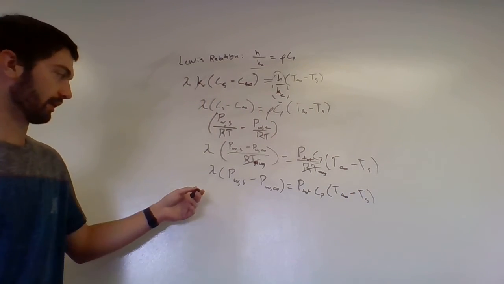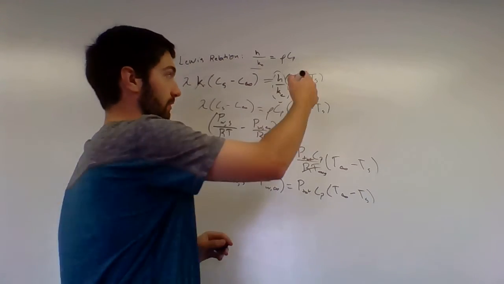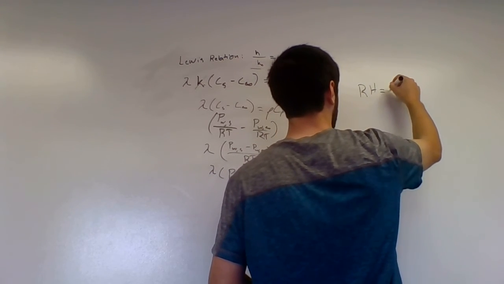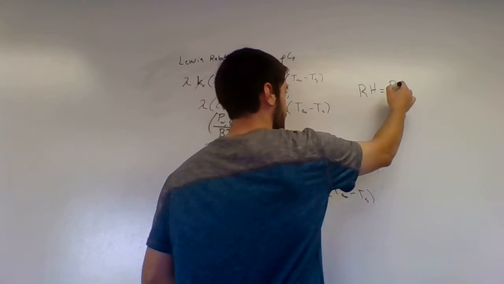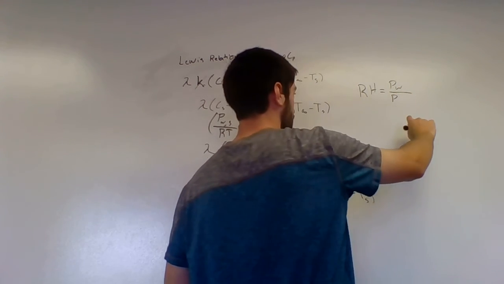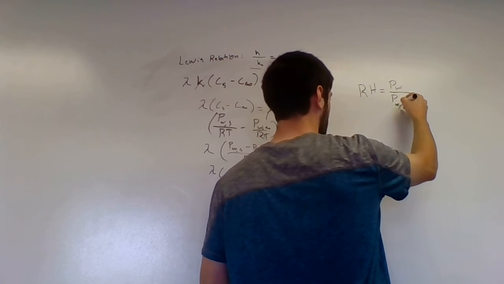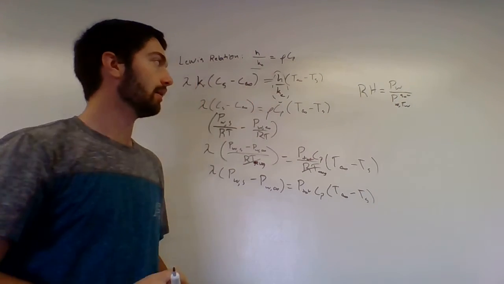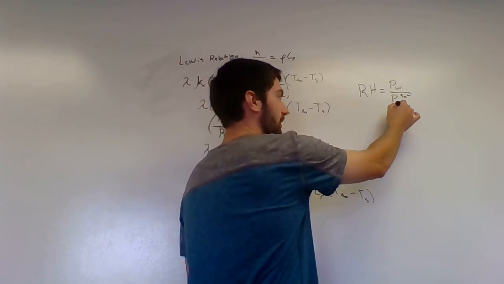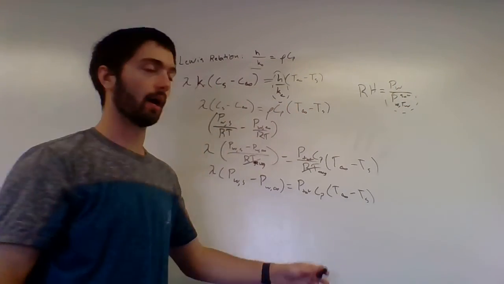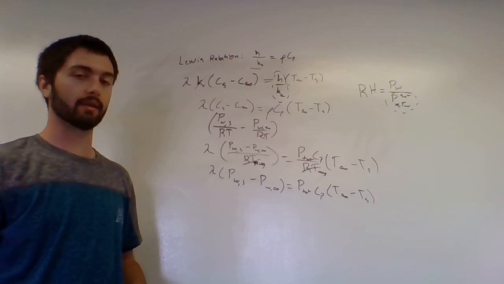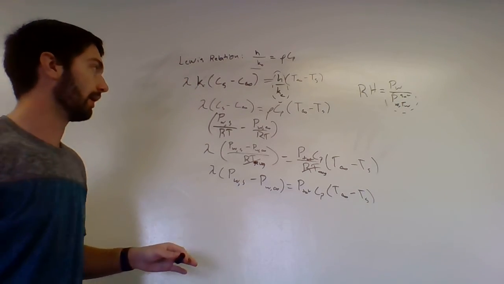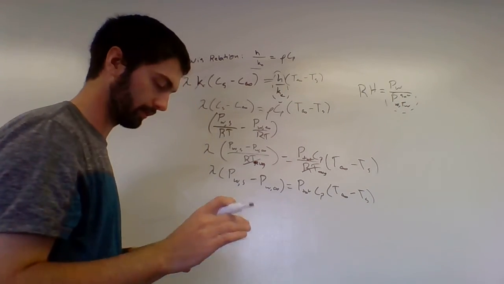And now we can put it in terms of relative humidity, which I'll write over here. So relative humidity is equal to the partial pressure of water over the pressure of water at a specific temperature, the saturation pressure. So this bottom part we can actually solve for with an Antoine equation. So we know how to get that value, and then the partial pressure of the water.